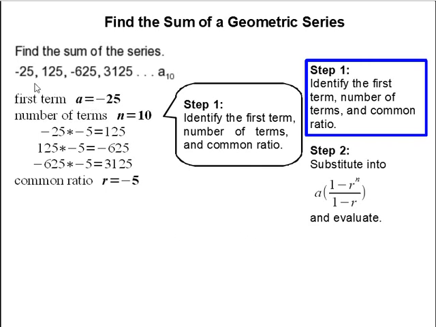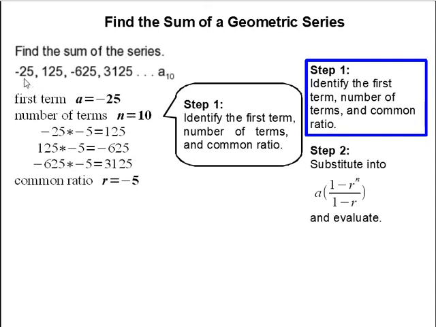So the first term in our geometric series is negative 25. The number of terms is given here, so we know that there's going to be 10 numbers total. Then the common ratio, and that is the number you multiply to each number to get to the next.